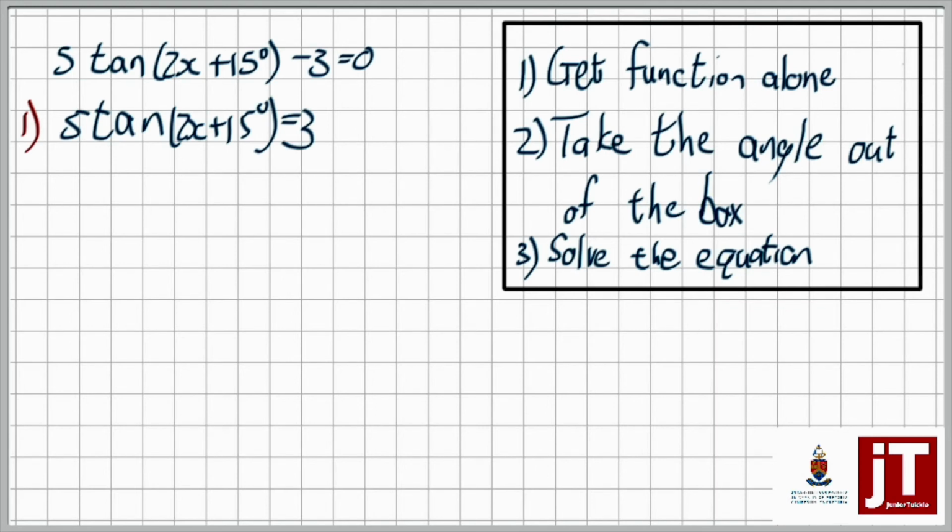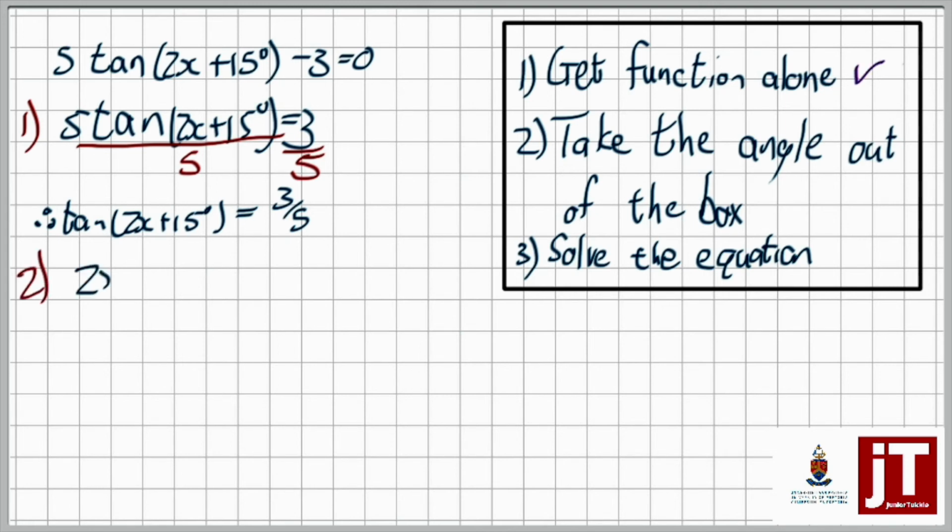But now I still have that 5 in front of the tan. So I'm going to divide both sides by the 5. And I've got tan of that interesting angle, 2x plus 15, on its own. So have I isolated? Yes, I have. Now I can go over to step 2, which is unwrapping my contents, my present. So this means taking an arc tan on the right hand side.